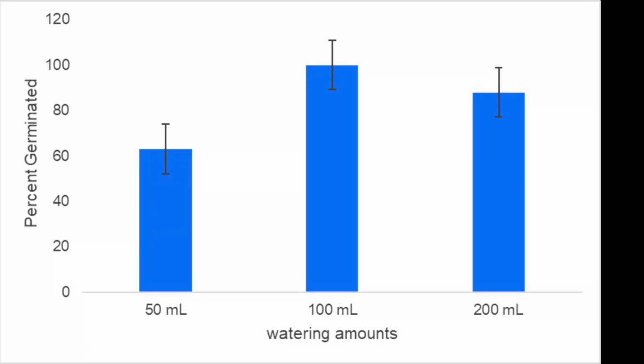This next graph shows the percent germinated for each amount watered. Out of the 8 seeds placed in each group, 63% of the 50 milliliters sprouted, 100% of the 100 milliliters sprouted, and 88% for the 200 milliliter group sprouted.